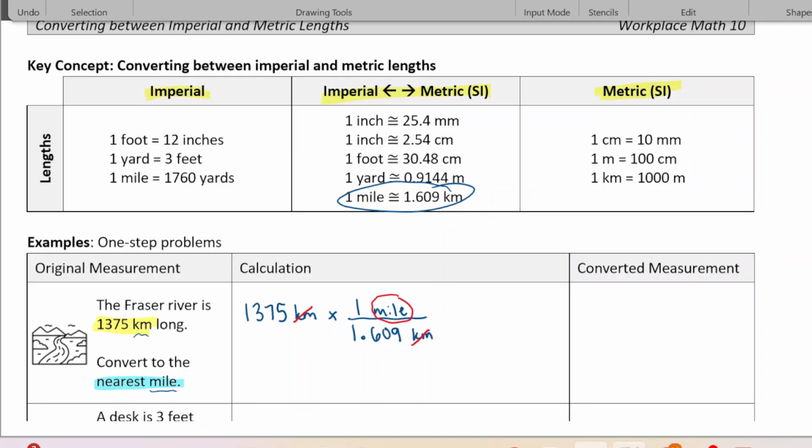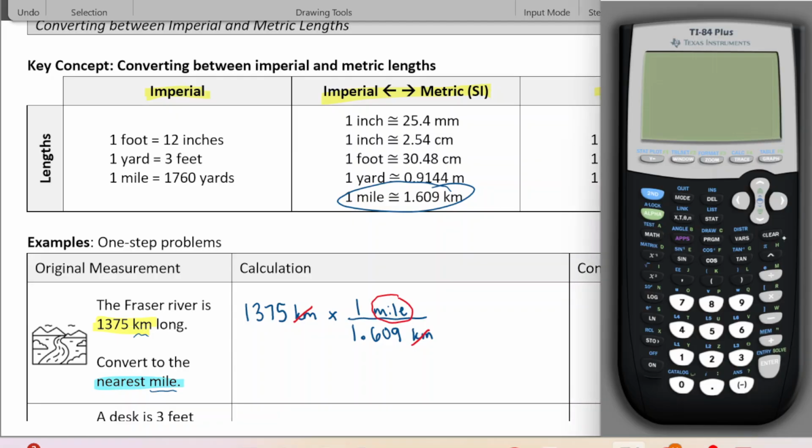So this is what I'm going to go ahead and type in my calculator. I'm going to clear what I had before. So I'm going to type 1,375 times 1. We don't need to multiply by 1, but I'm just showing that. Divided by 1.609. And I get 854.568.